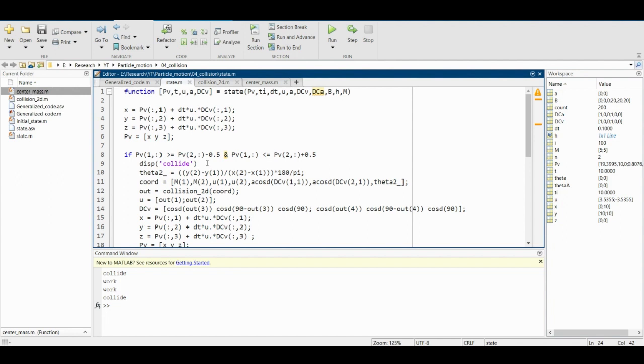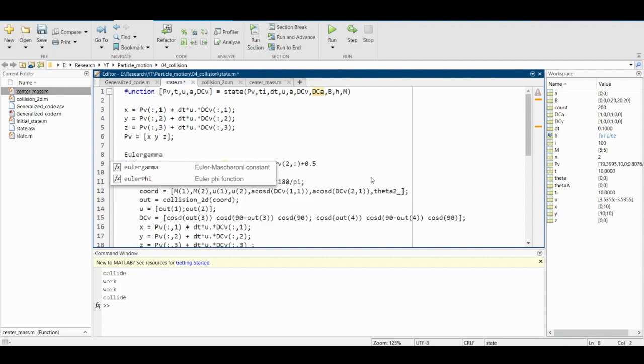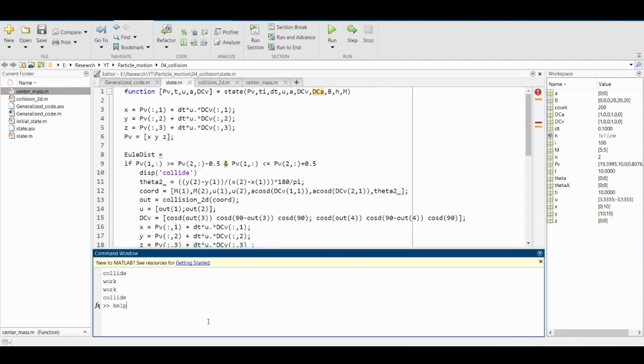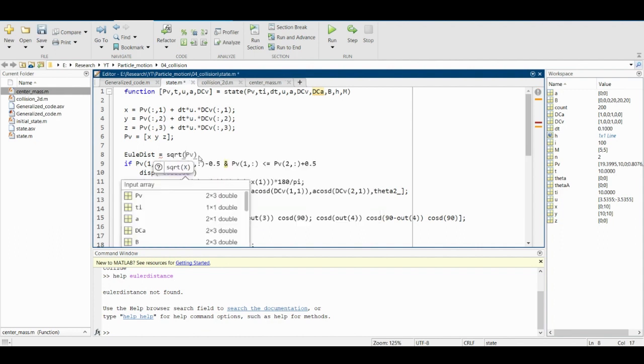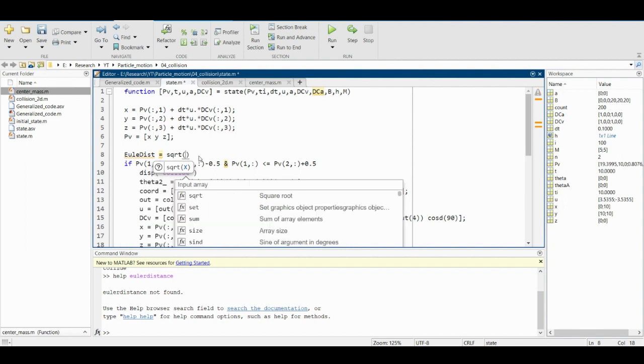Two particles moving close to each other, the distance is less. So how would you do that? You have to go for Euclidean distance. Maybe there's a function, or I should just write the code. Is there a Euclidean distance function? Okay, just call it. It's not that tough. It's the square root, sqrt.